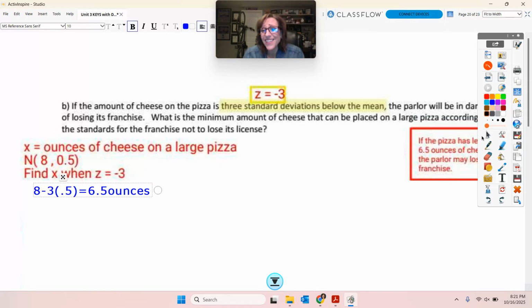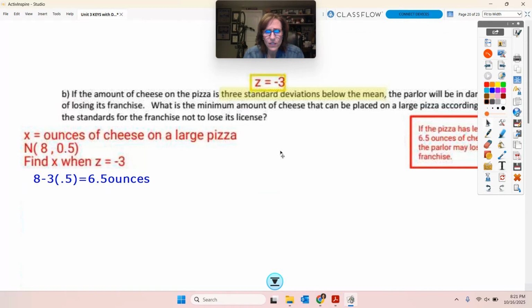Another way, if your brain doesn't work that way, is to use the z-score formula: negative 3 equals x minus the mean over the standard deviation. Then go solve it, and x is 6.5 ounces. Brains work differently. As long as you show your thought process, you are fine and it is valid. If you've defined all this information, then you are in good shape.